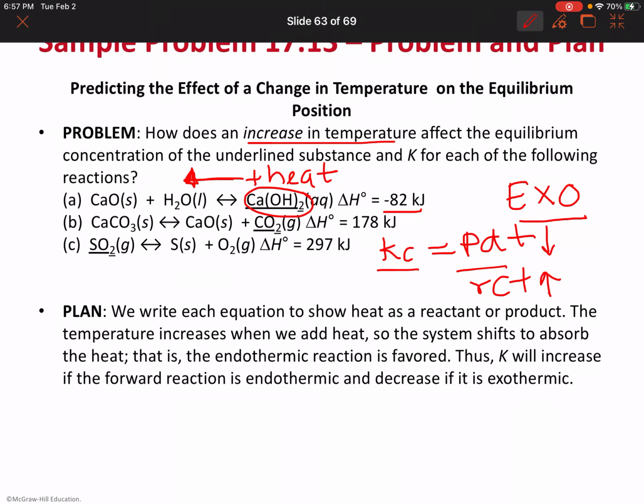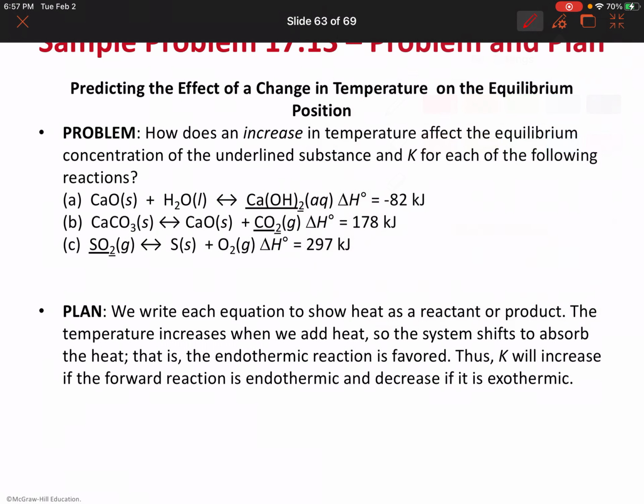So it's asking what happened to the underlying substance. So the calcium hydroxide concentration will decrease. Kc also decreases. The reaction will go to the left. Got it? Okay. All right then. Next one.